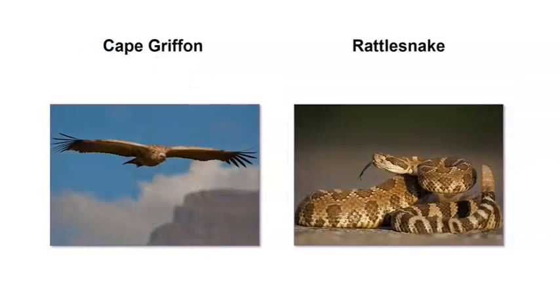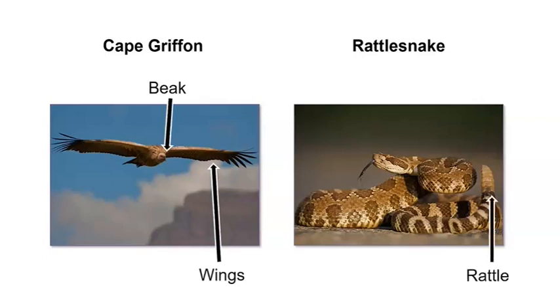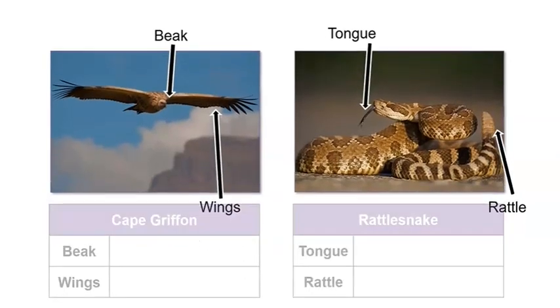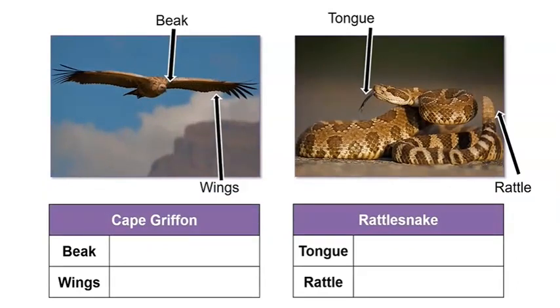Let's take a quick look at two more organisms. This Cape Griffon has a beak and wings. And this rattlesnake has a rattle at the end of its body and a long tongue. One of your tasks after this lesson will be to describe how you think these organisms use these characteristics for survival.